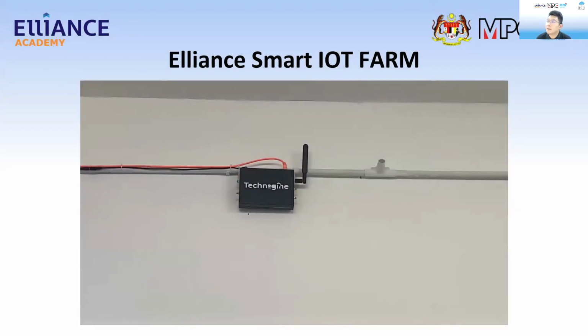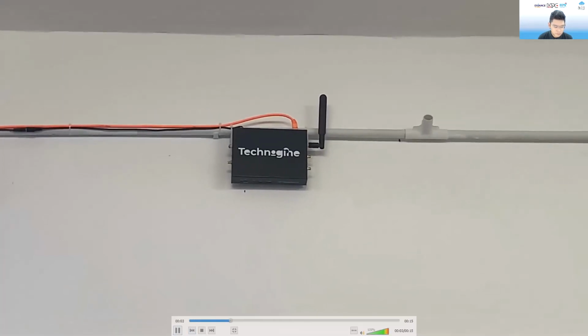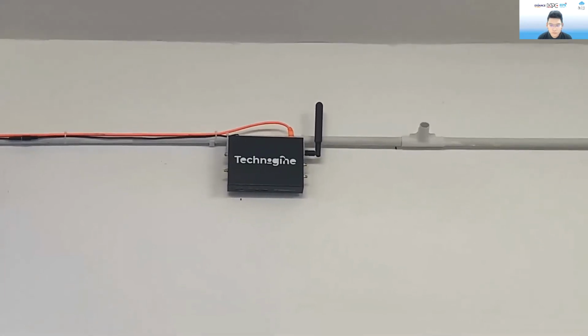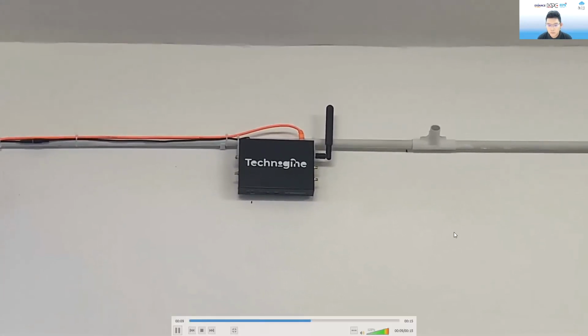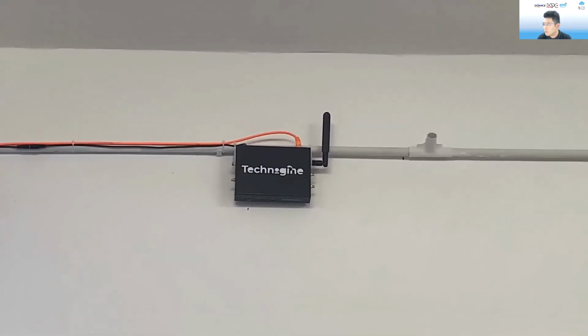Okay, so this is also a gateway from our farm. Our LoRa gateway. As you can see, just now I showed you outside in our farm, that is the LoRa node. So that LoRa node will send the data to this LoRa gateway. So this gateway will send the data to the cloud using a Wi-Fi connection.